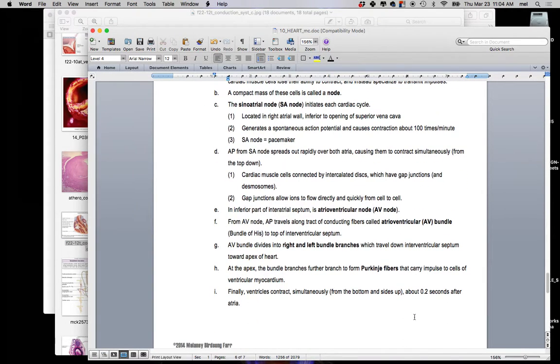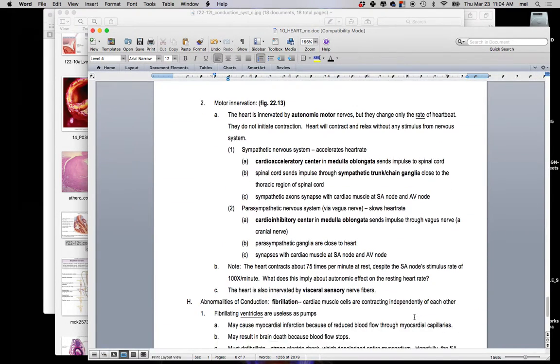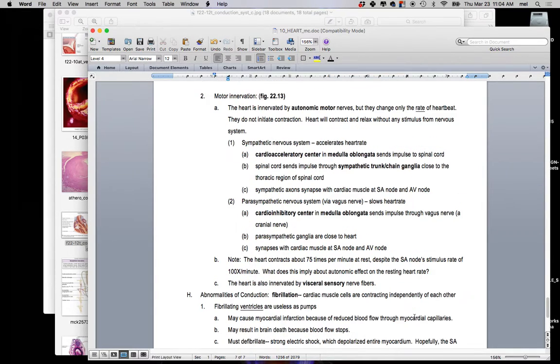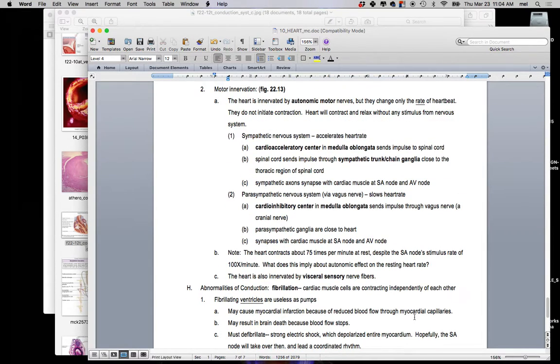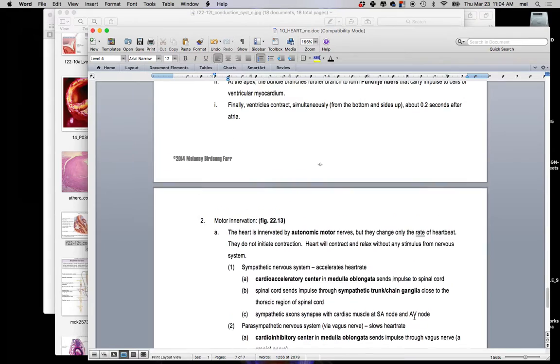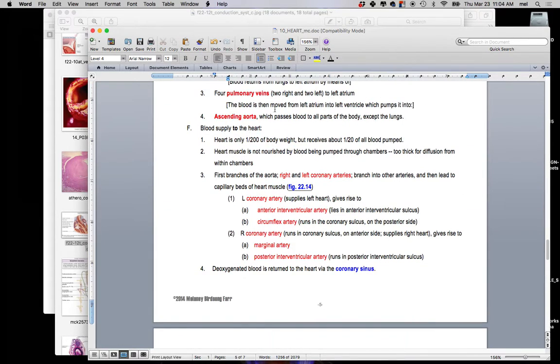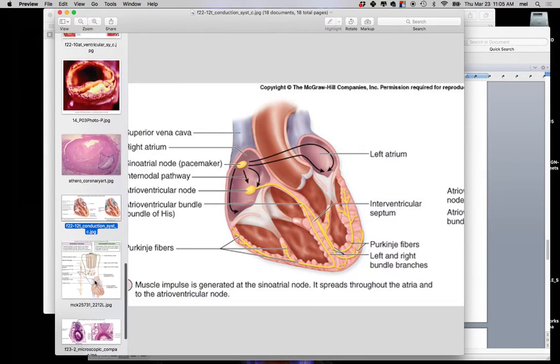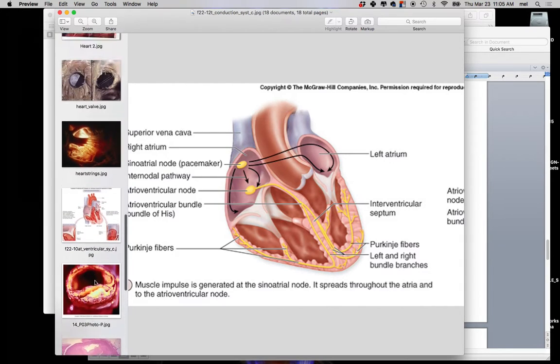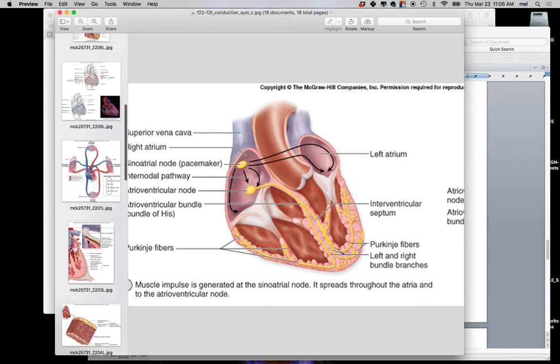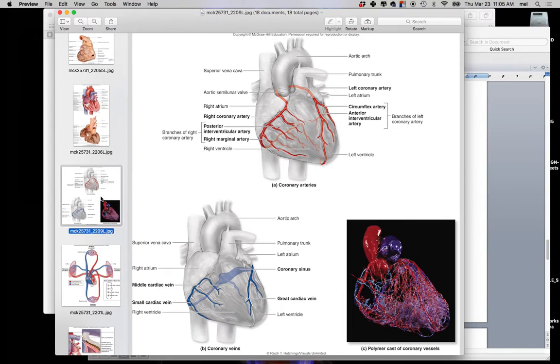Okay, so the last thing to talk about is, before we go any further, I want to show you guys something. I want to back up just a minute. I meant to do this right after we did the blood supply of the heart. So let's go back for just a second before we talk about innervation. So here's what we were talking about. We were talking about delivering blood to and from the heart muscle itself.